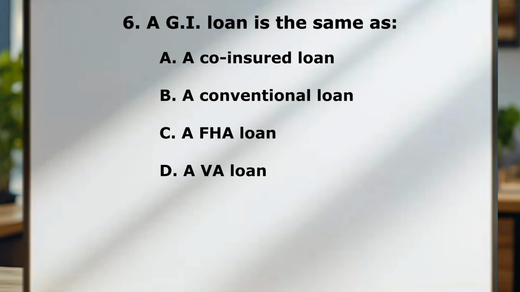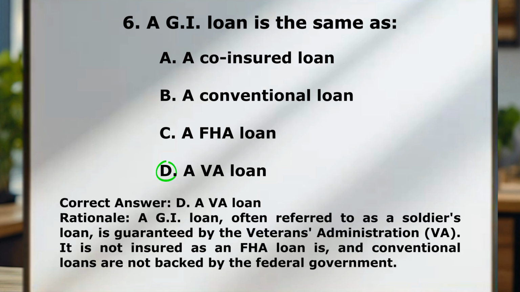C, a FHA loan. D, a VA loan. The correct answer here is D, a VA loan. So a GI loan is often referred to as a soldier's loan, and it's guaranteed by the VA, which is the Veterans Administration. So GI loan, VA loan, essentially the same thing.